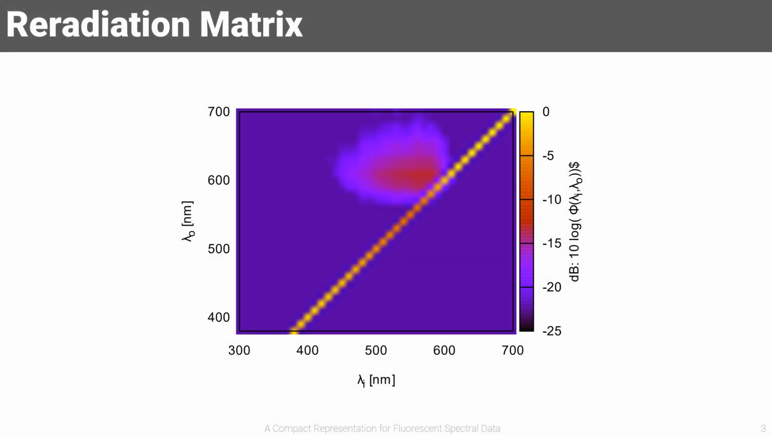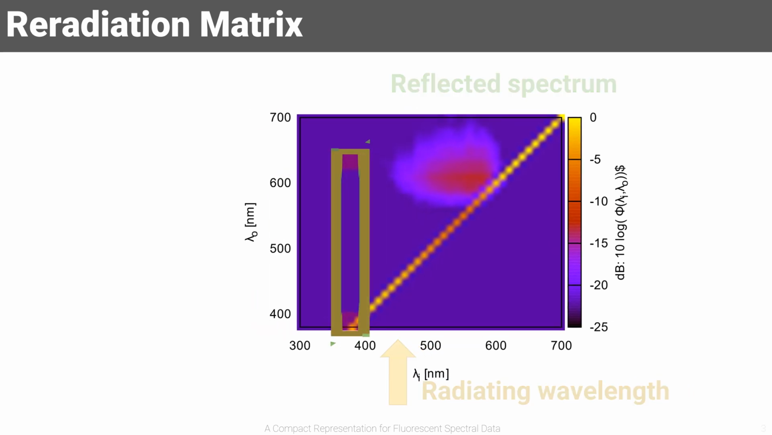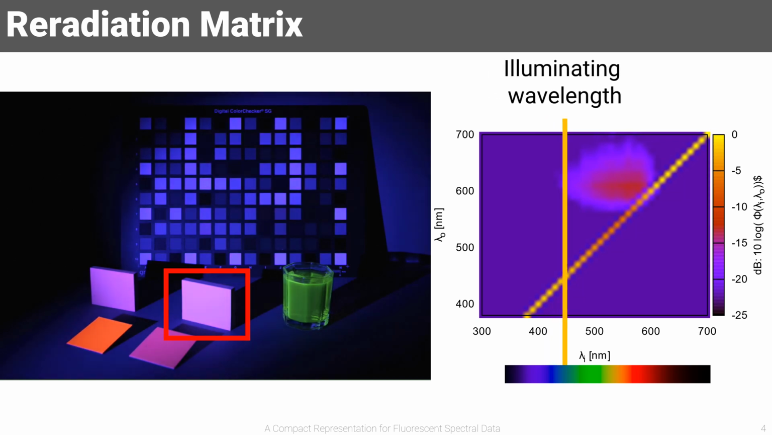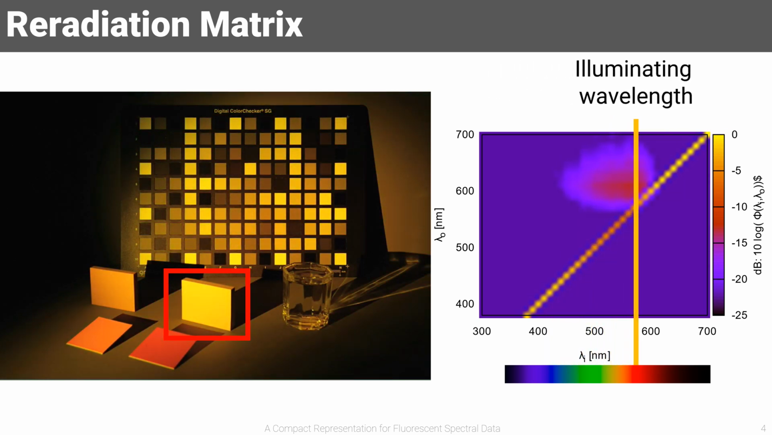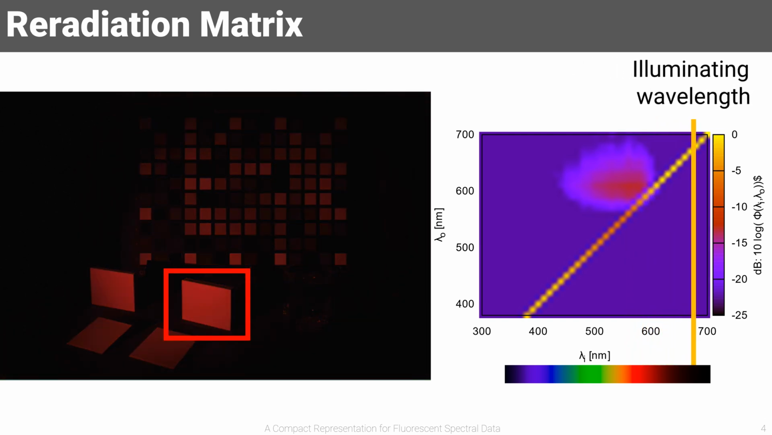To model the bispectral behavior of fluorescence, we can use a reradiation matrix. Those matrices represent, for a given radiating wavelength, what is the reflected spectrum. In this basic example, we could measure, for each frame lit by the monochromatic light, the reflected spectrum of one of the post-its. We end up with this reradiation matrix.